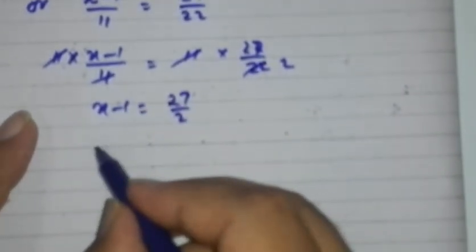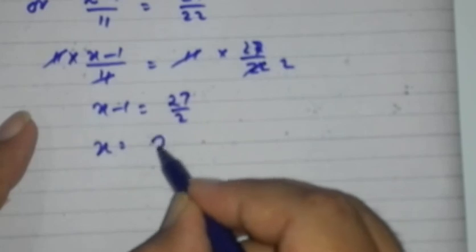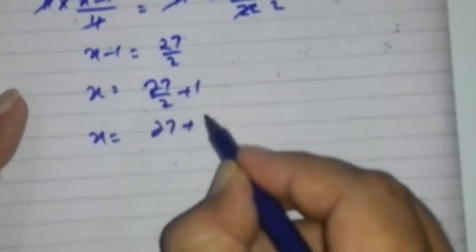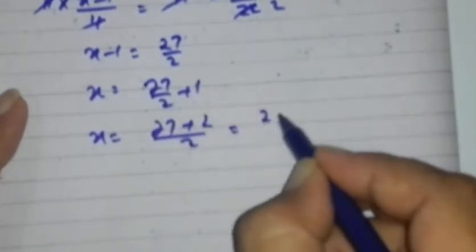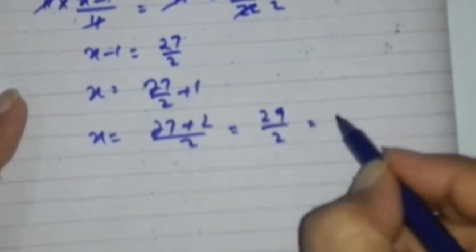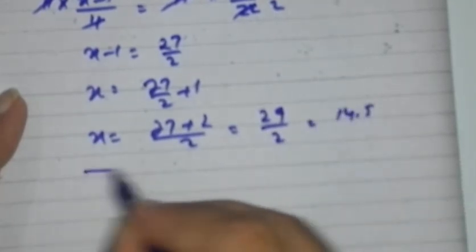Shift 1 to the right side. x equals 27 over 2 plus 1. x equals 27 plus 2 ones are 2, over 2. So we get 29 over 2, which is 14.5. That is the answer.